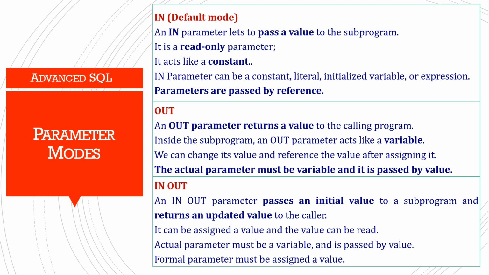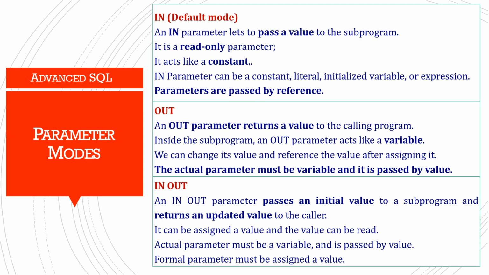The second mode is OUT mode. An OUT parameter returns a value to the calling program. The IN parameter inputs a value to the subprogram, whereas the OUT parameter outputs a value to the calling program. Inside the subprogram, an OUT parameter acts like a variable. So we can change its value and reference the value after assigning it. The actual parameter must be a variable and it is passed by value.